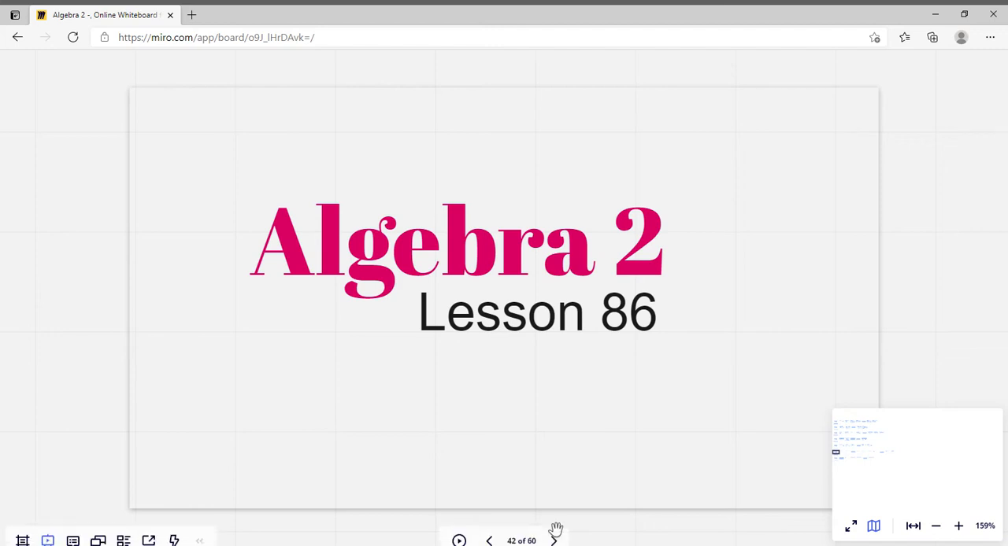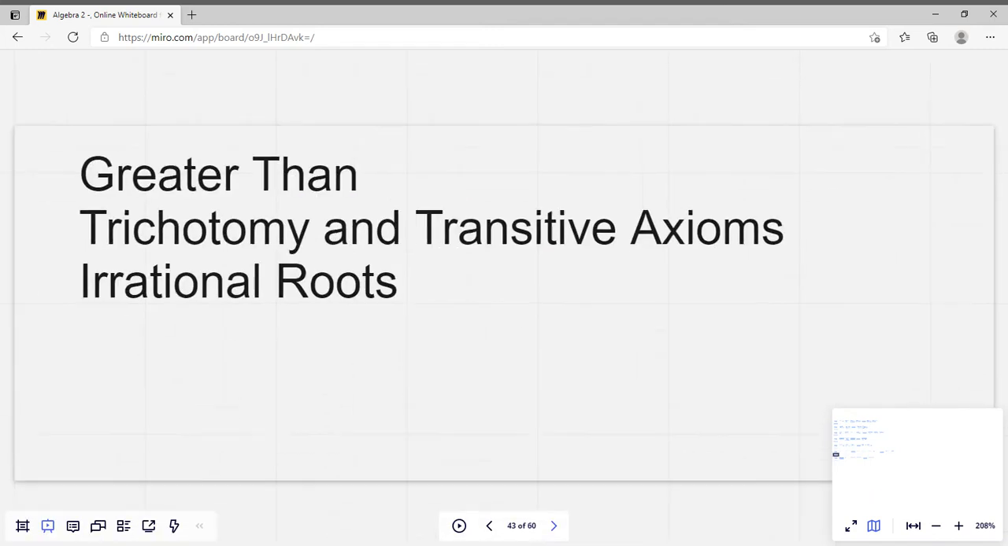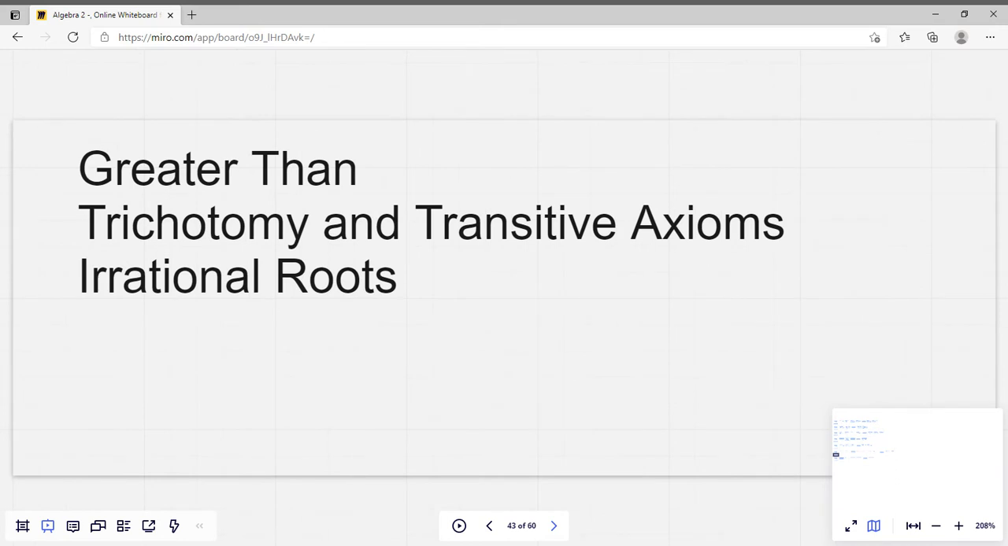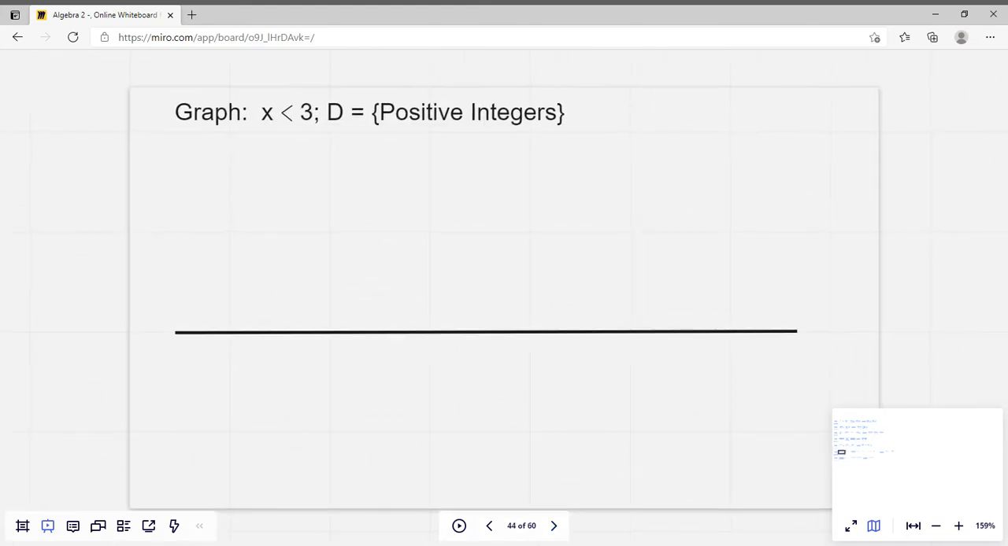This is Algebra 2, Lesson 86, and this lesson covers greater than, trichotomy axiom, transitive axioms, and irrational roots. Alright, so this one has us graph x is less than 3, and we need the positive integers. So x is less than 3, that means that it could be any number that is less than 3. Positive integers means that we have to stop when we get to 0.